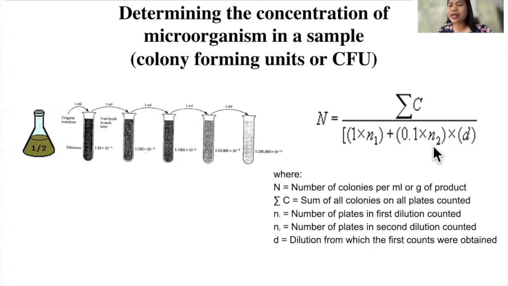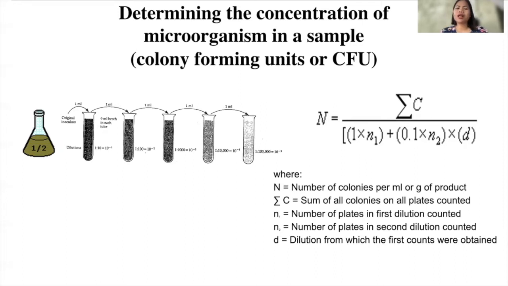And then you multiply everything with the dilution or with the first dilution or the dilution from which the first count here were obtained. So for example, this is 10 raised to the negative 2. So your D here will be 10 raised to the negative 2. So that's 0.01. So ganun.